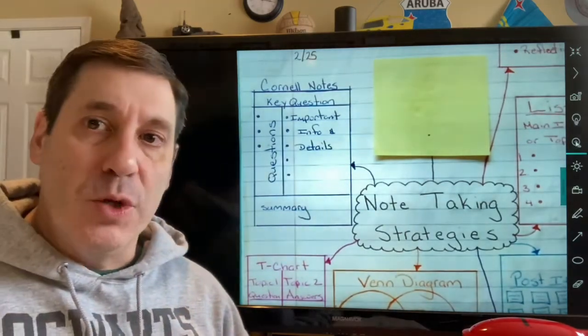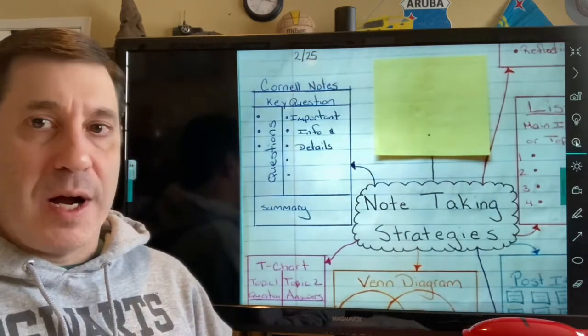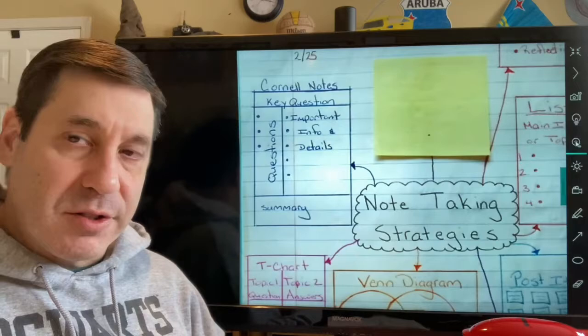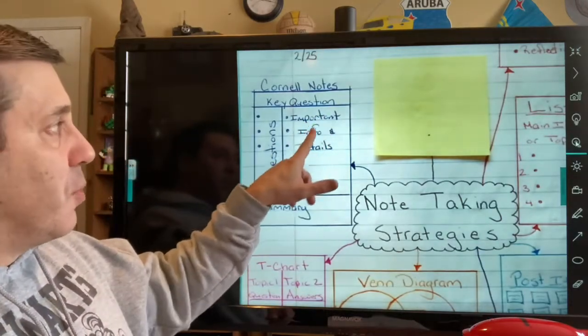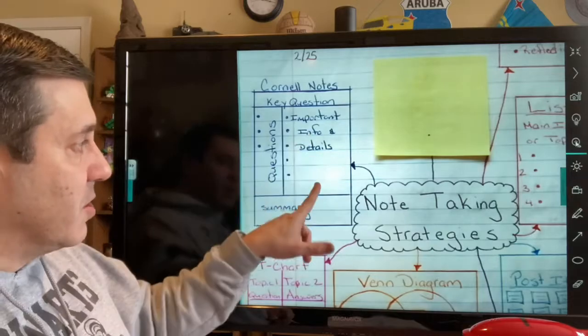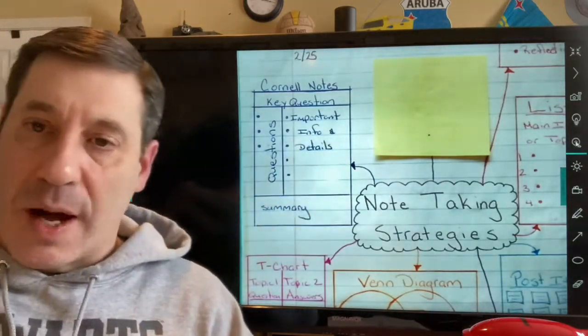Like if you were Harry, what would you do? Or how would you feel if you were Ron? Okay, or another character in the story. Then the right-hand side is for the important info and details. That goes along here. And at the bottom is a spot for you to write your own summary.